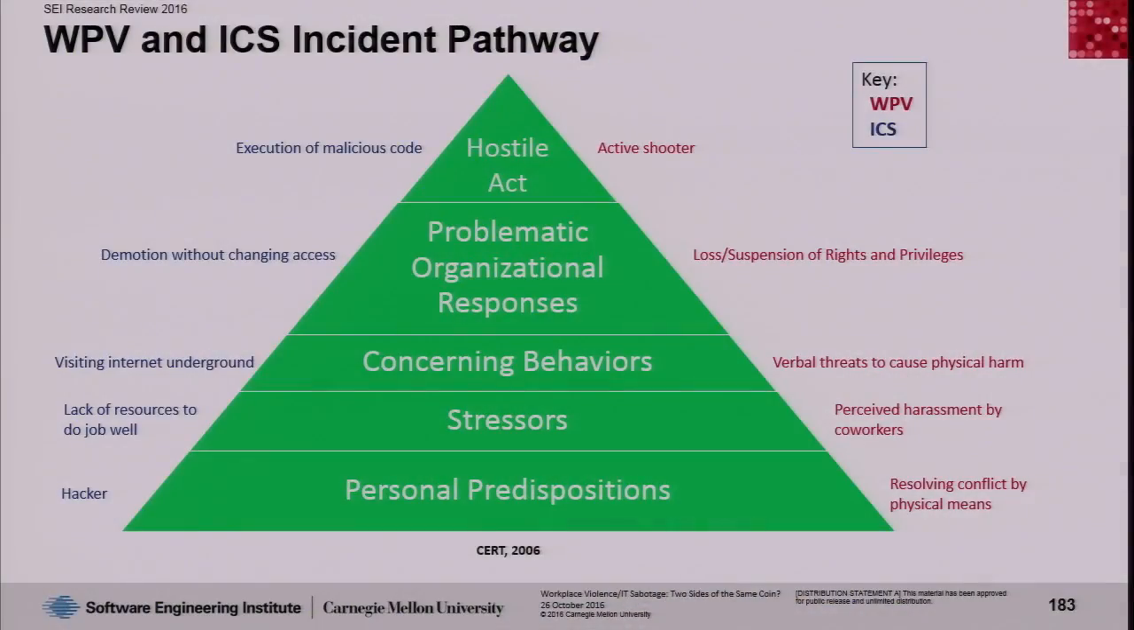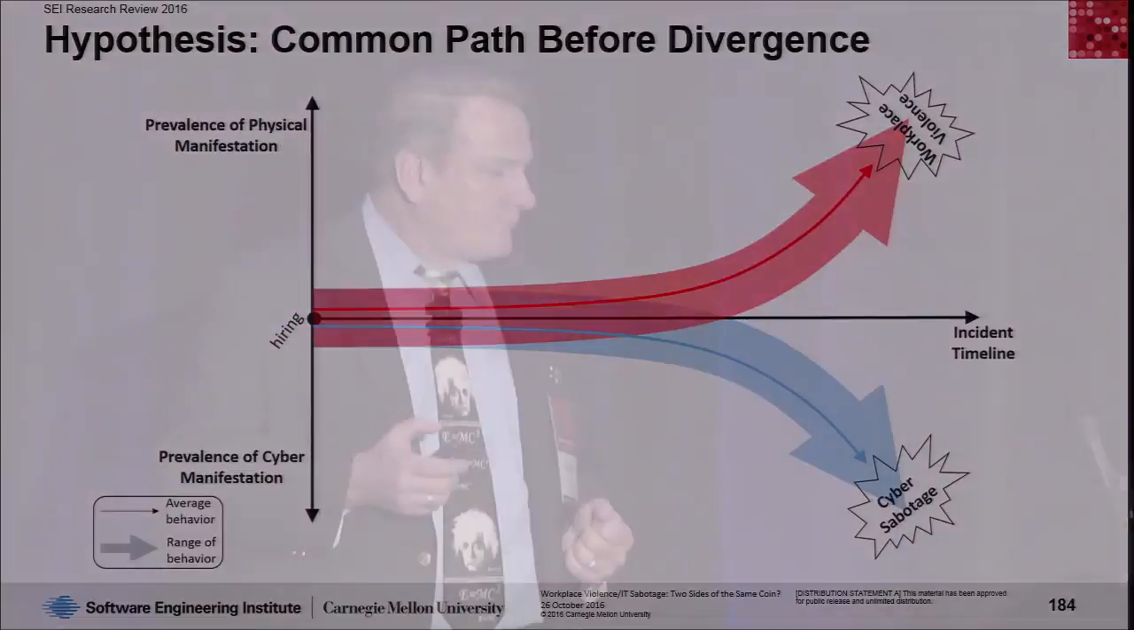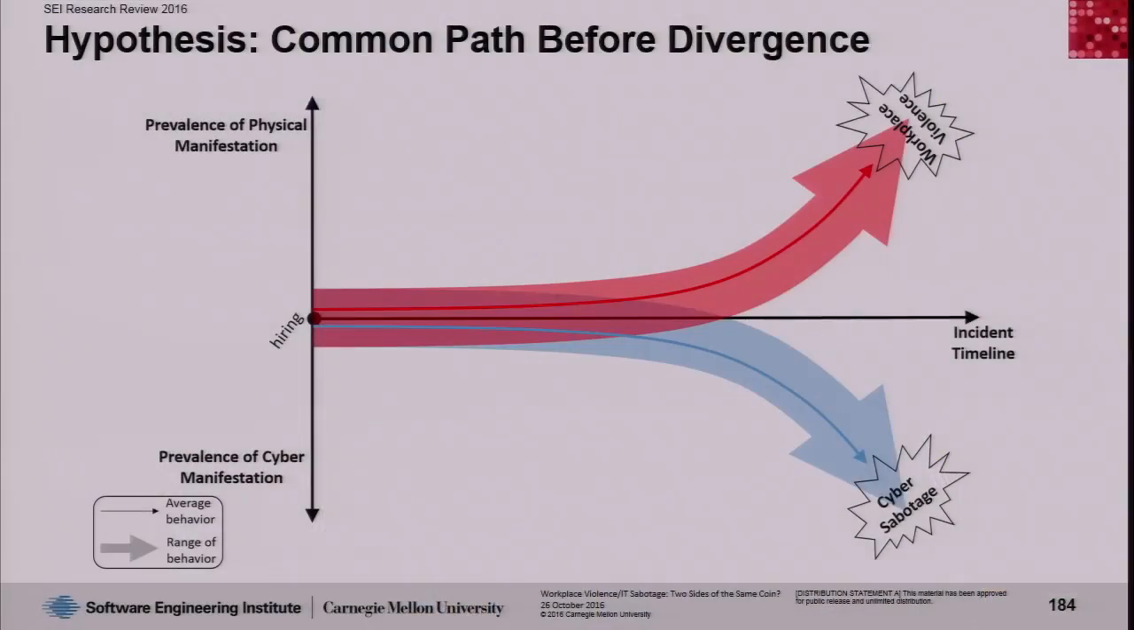So at the very top then you have the hostile act. Of course, on the cyber side, it's usually some type of launching of malicious code or destroying of the systems, and on the workplace violence side, it's active shooter. So we started with this kind of hypothesis that at the very beginning, these two types of crimes would look the same. The people would have similar predispositions, similar types of stressors, but as time went on and they moved toward the concerning behaviors and toward the hostile act, that they would diverge.